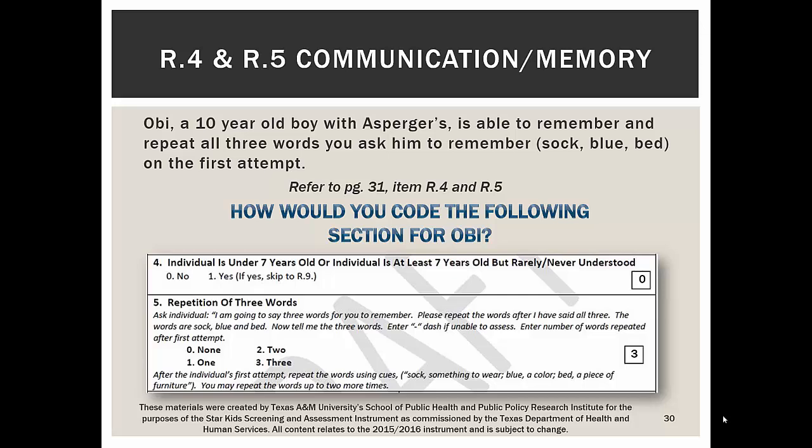R5, repetition of 3 words. For this item, Obi would receive a score of 3. Obi was able to remember and immediately repeat all 3 words called by the assessor. Therefore, Obi would be assigned a code of 3. If Obi were to score less than a 3 for this item, he would be given 2 more attempts, where the assessor would repeat the words using cues. For example, sock, something to wear; blue, a color; bed, a piece of furniture.